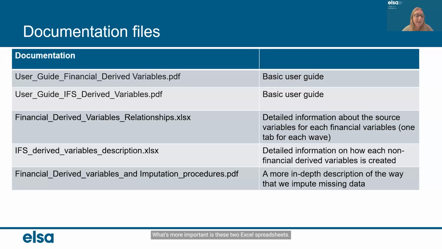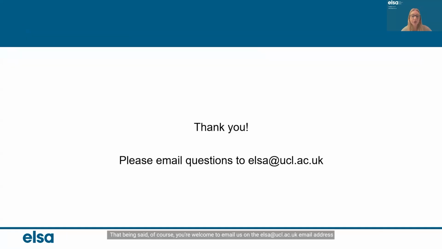What's more important is these two Excel spreadsheets. These two do contain quite a lot of information on how each variable was derived. So before emailing us to ask for information, it's always worth checking these documents, as your answer may be found in here.